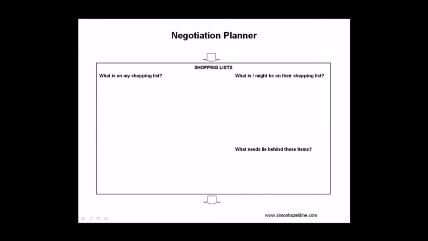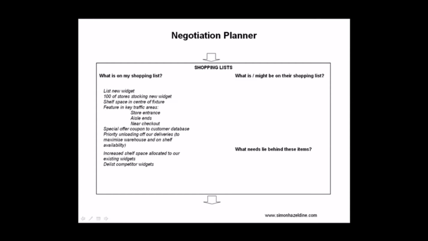So having done this, we move on to the all-important thing of shopping lists. No pun intended here, we're talking about shopping lists and retailers. This is your negotiation shopping list. So we want to think, what is on our shopping list? What is or what might be on their shopping list? And very importantly, what are the needs that lie behind the items that they may have on their shopping list? So let's take a look at what's on ours.